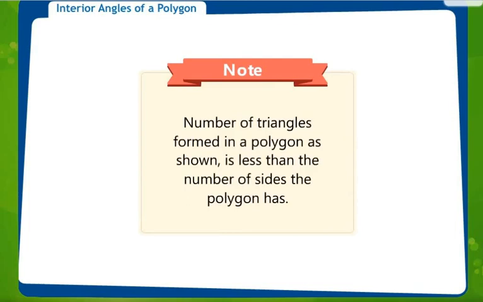The number of triangles formed in a polygon as shown is two less than the number of sides the polygon has. Like for example, a triangle. A triangle has 3 sides, but the triangle formed is only 1. So 3 minus 2 is 1. So like this, n minus 2. So I hope you are clear with the concept of interior angles and polygon.